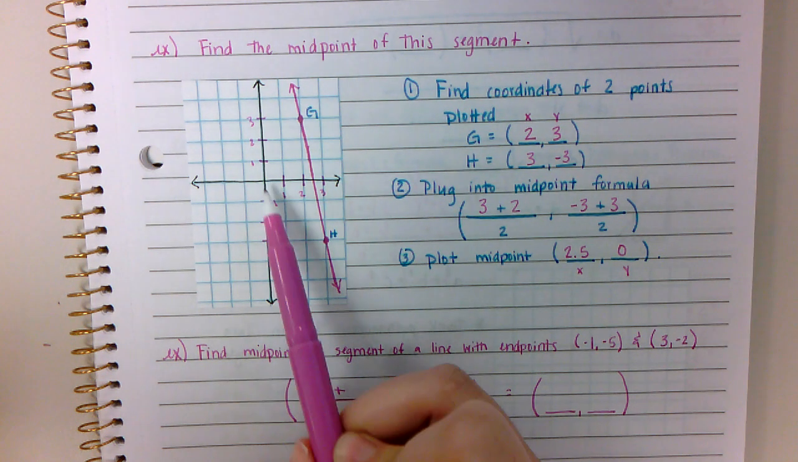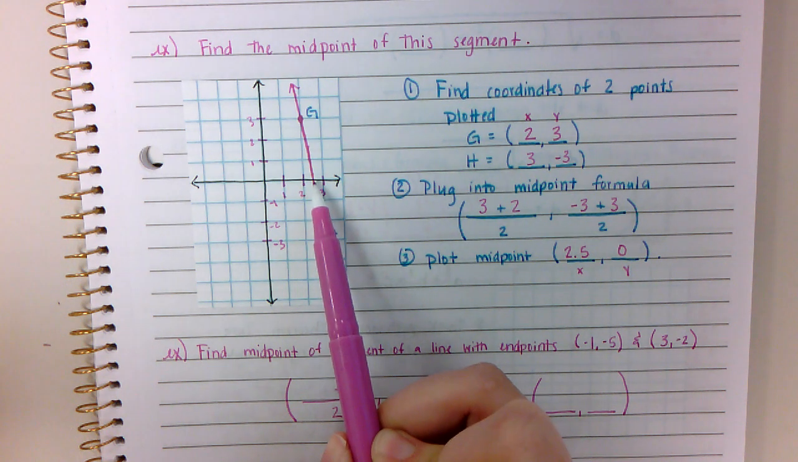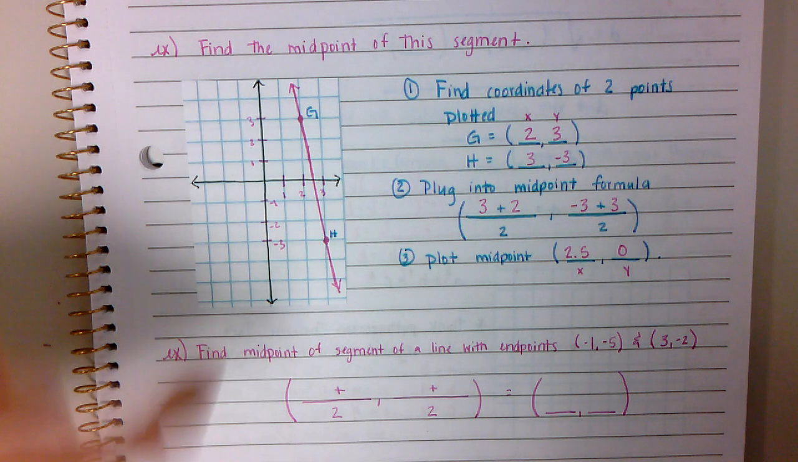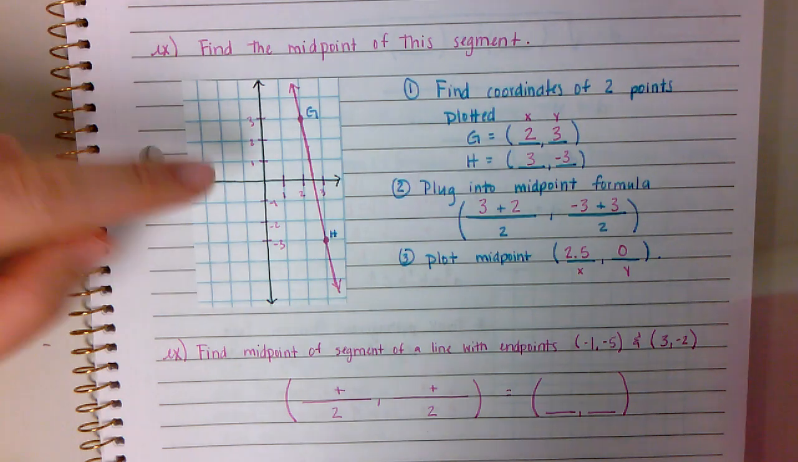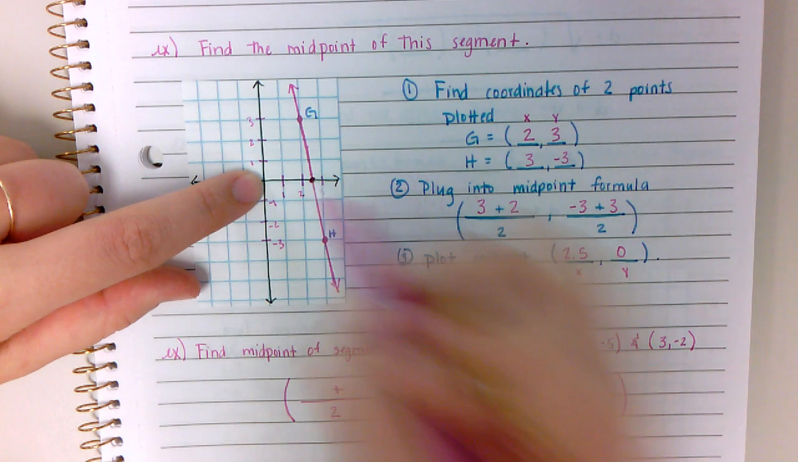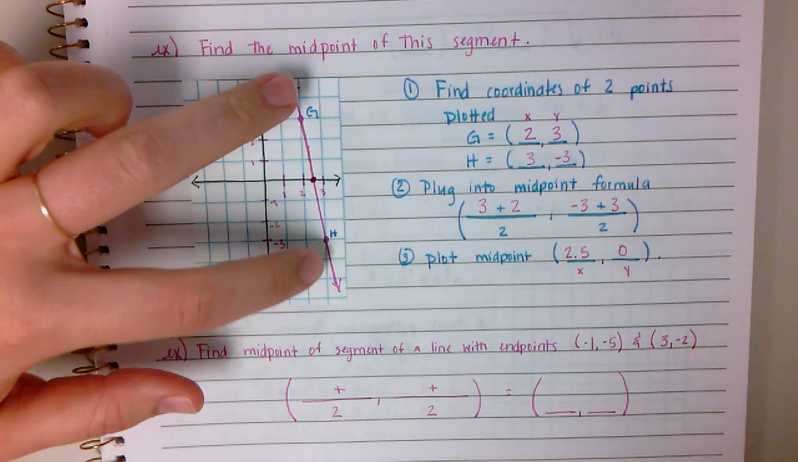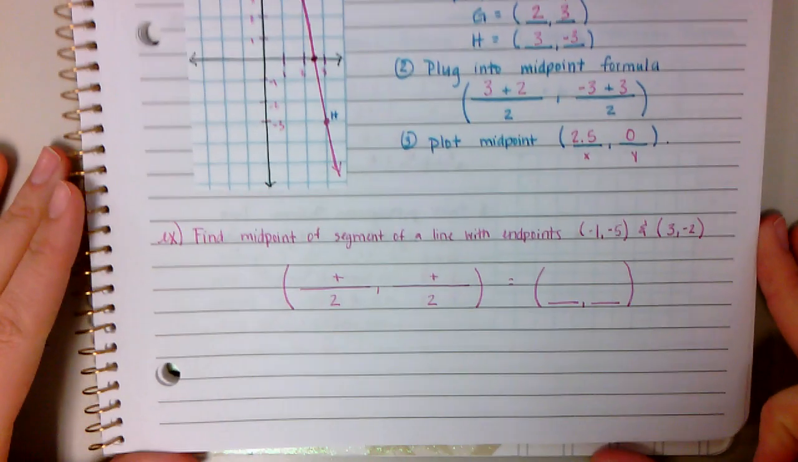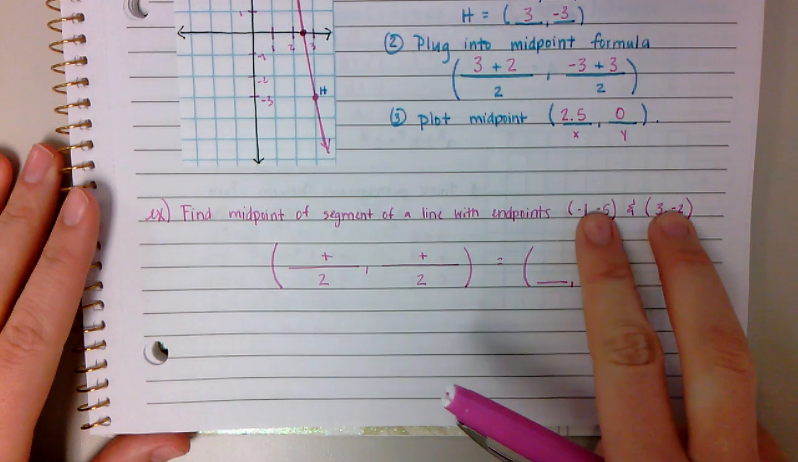So let's check it out. 2.5 on the x-axis, and I don't move up or down at all in the y-axis because my y coordinate is 0. So 0 on the y-axis is right here, and 2.5 on the x-axis is right here. That is the middle of these 2 points, and it seems to be true. Great job.